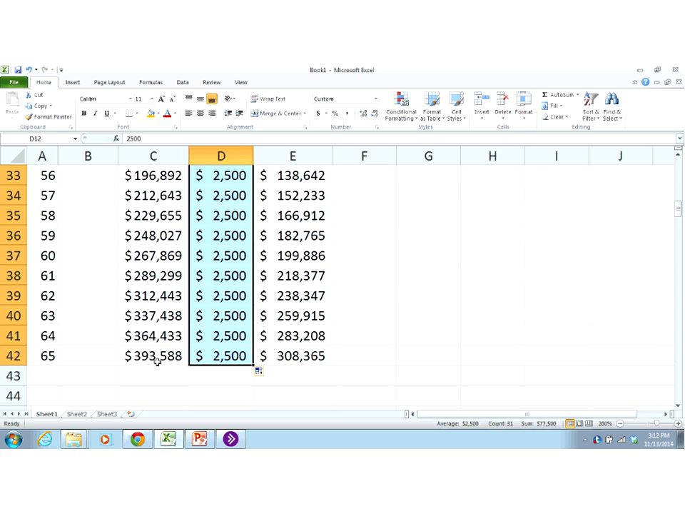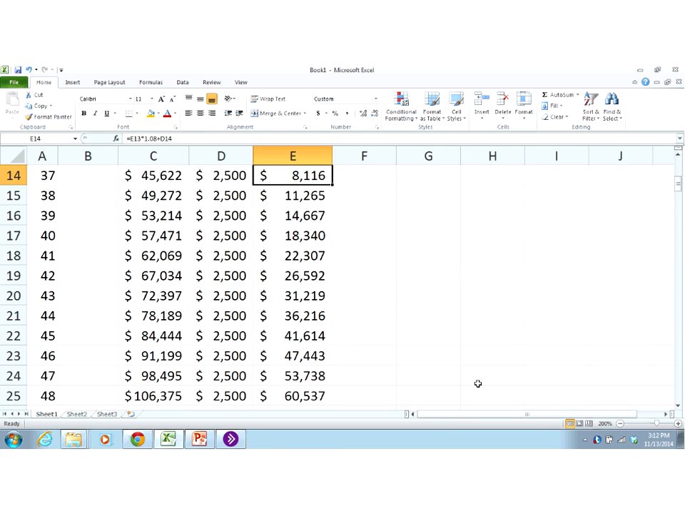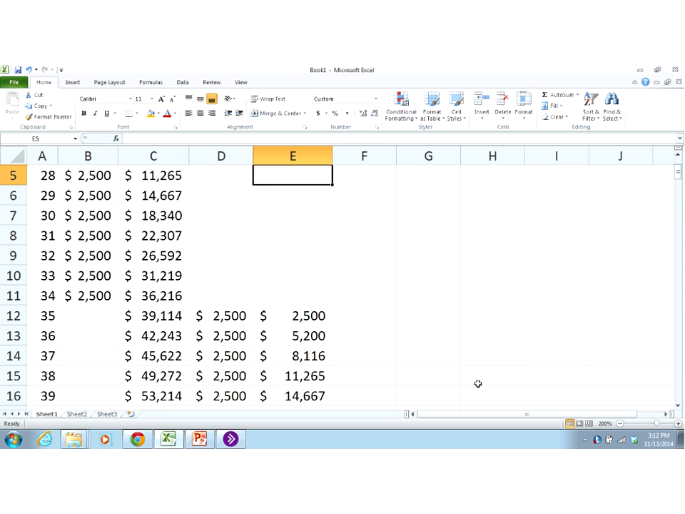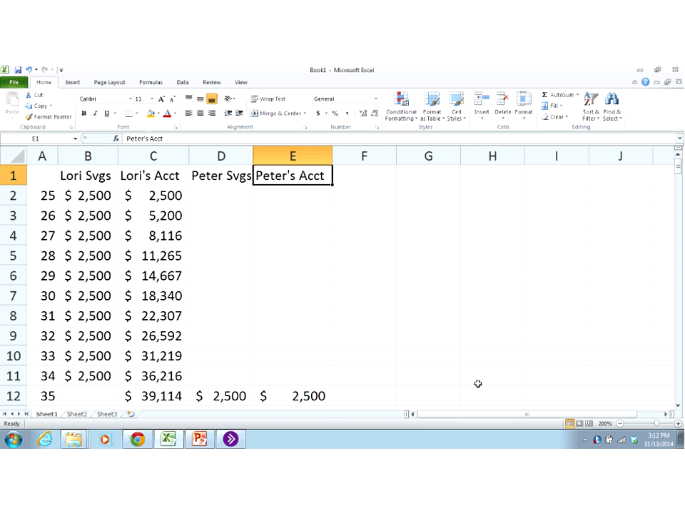So we can see that Lori at age 65 would have 393. Peter would have 308. It's not even really that close. She would have about 30% more money than he does. So why is that? So we can see that Lori saves.